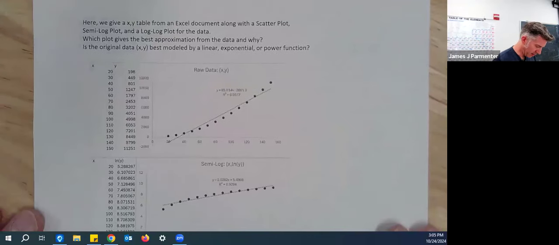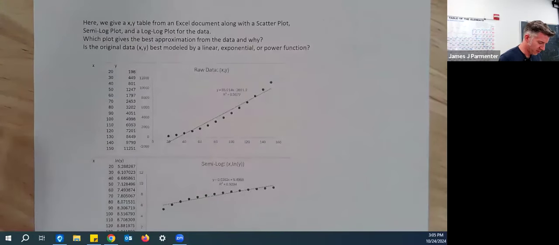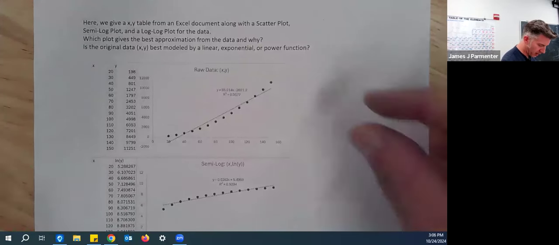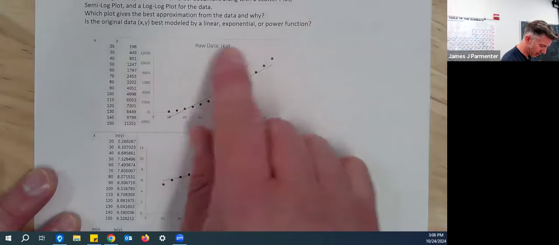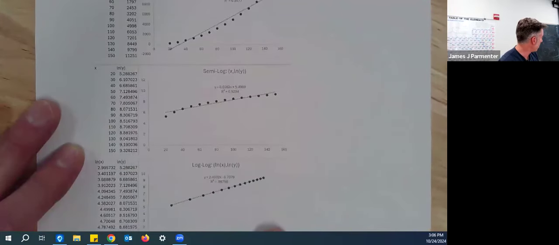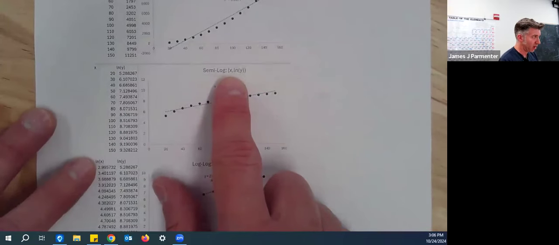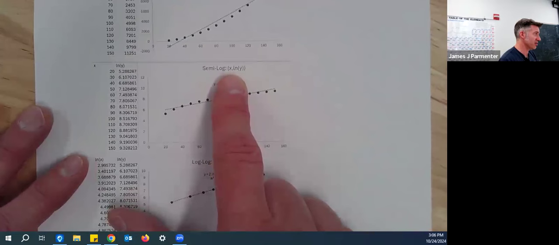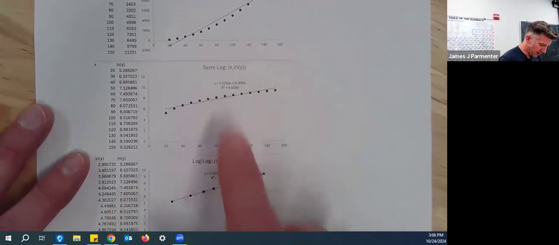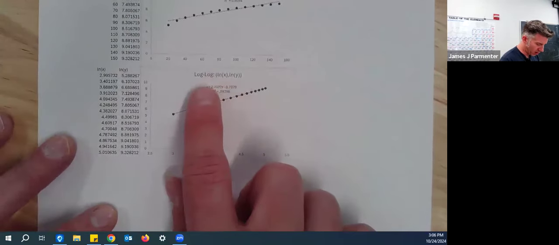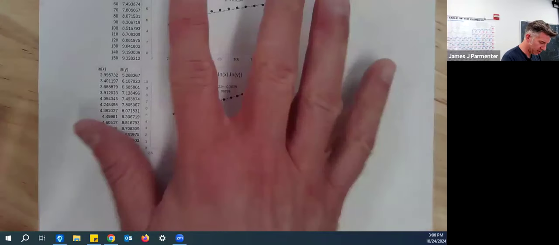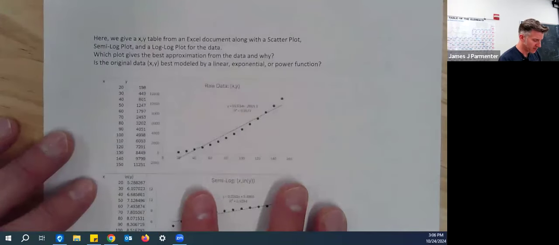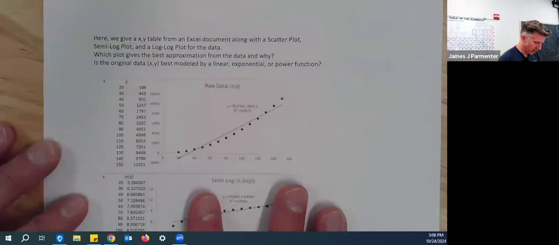Okay, so here's the setup. Here we give an XY table from an Excel document along with a scatter plot, a semi-log plot, and a log-log plot for the data. The first plot here is just the raw data, X versus Y. The second one is the semi-log, x versus, and I believe that should be log base 10 of y, not natural log of y. If someone accidentally writes natural log, you should just assume it's log base 10. And thirdly, the log-log, which is log of x versus log of y. Okay, great. Which plot gives the best approximation from the data and why?